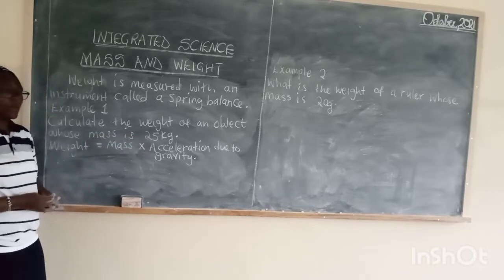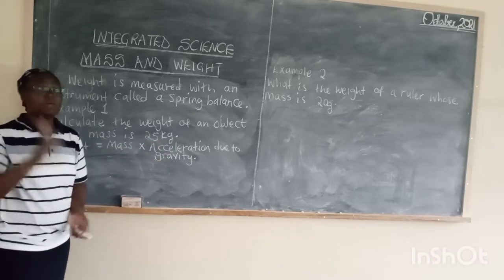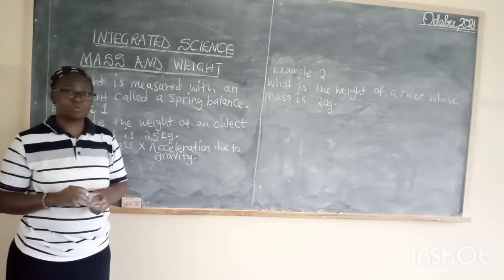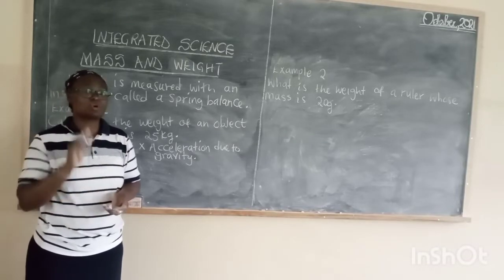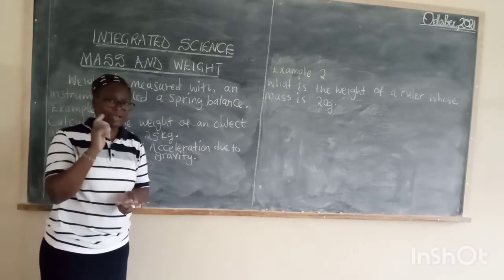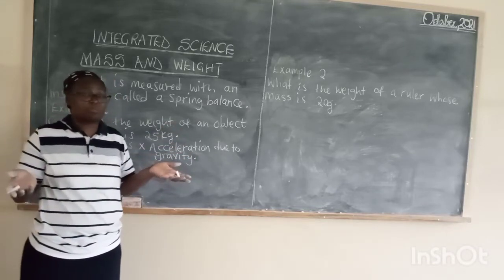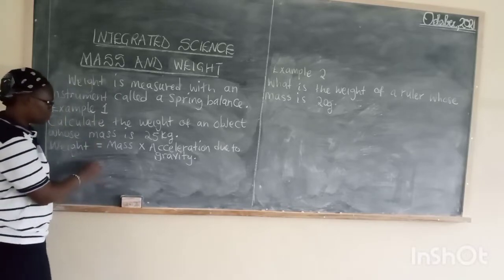So the formula for weight is equal to mass times acceleration due to gravity. Remember, we have already talked about the acceleration due to gravity here on Earth is 10 Newton per kg. So you should always put that in your mind, because in a question like this one, they haven't put for us 10 Newton per kg. You need to remember that. Very good. Let us try to calculate.